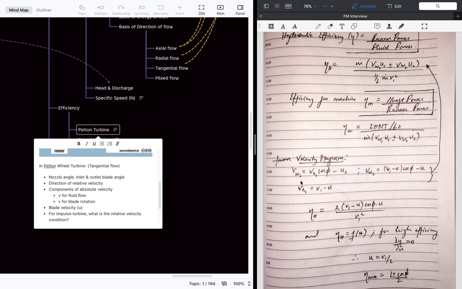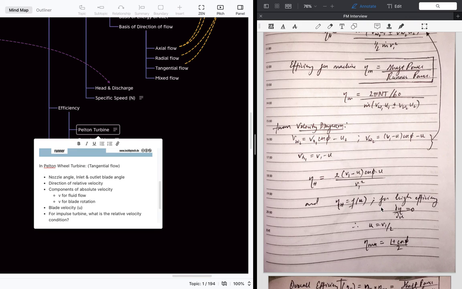Okay. So when we put this value here and put it here, we have some value for the whirl velocity 2, and VR1 is nothing but V1 minus U. And when we put this value inside this formula, we get the hydraulic efficiency something like this. And we know from this formula that the hydraulic efficiency is a function of the blade velocity. So for high efficiency, the condition is that the change in efficiency with respect to the change in velocity should be zero. And from that we know that the blade velocity should be half of the inlet absolute velocity.